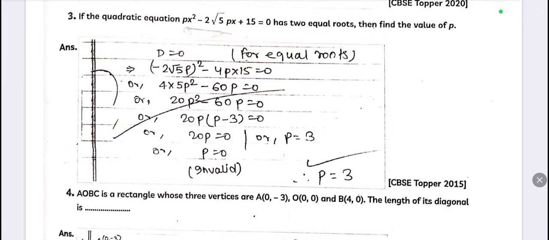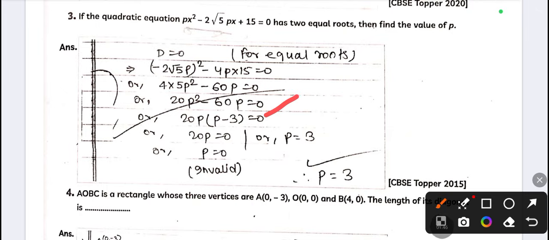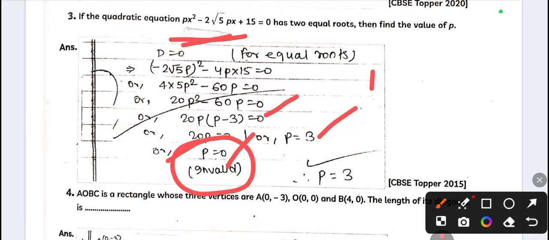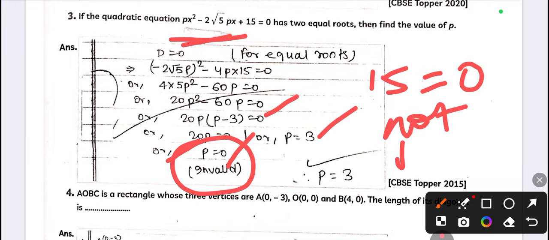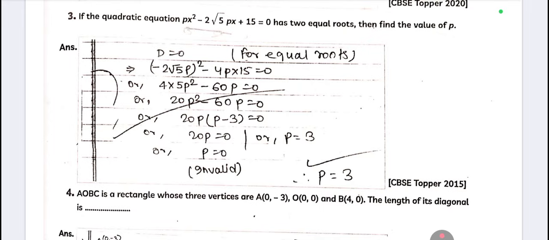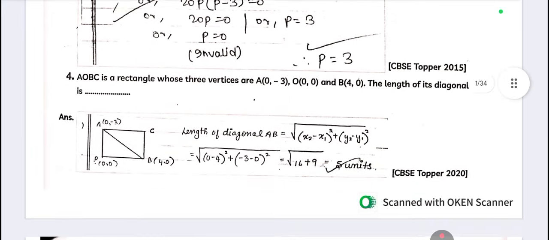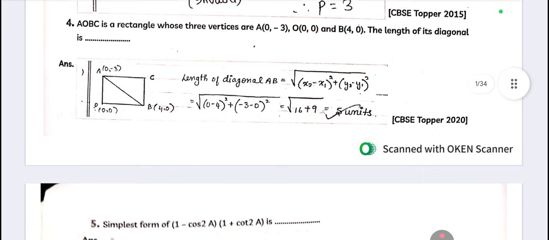Hope it's clear here. The topper has taken 20p common. Then 20p equal to 0, or p minus 3 equal to 0. P equal to 0 is invalid. We should show it and only then remove it, because if you apply p equal to 0, you will get 15 equal to 0, which is not possible. That is why we say it is invalid. This was asked in 2015, 10th grade digital correction, so at that time I corrected it. They will check these steps properly.